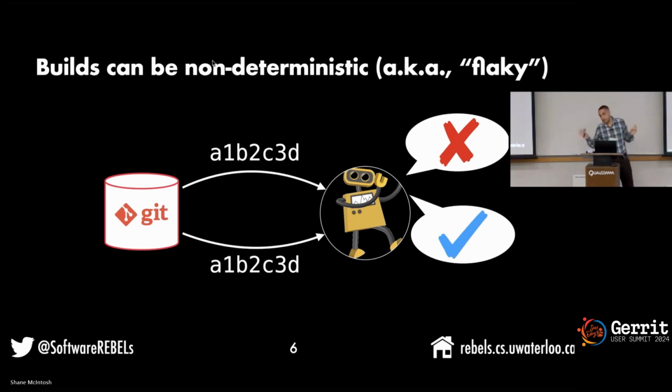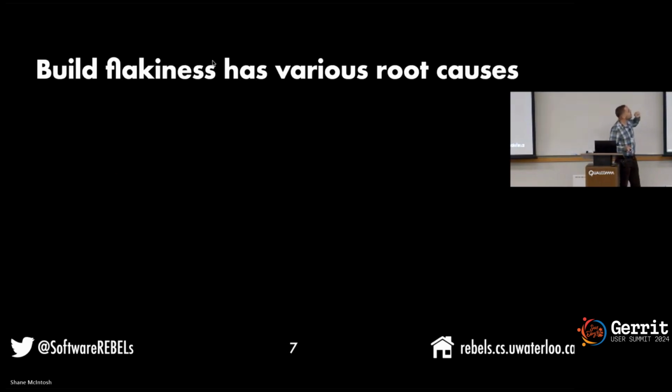And we call this in academia a non-deterministic build. You guys in industry call it flaky, right? I don't know which one is better. I'm just saying, I've noticed there are two terms for this, okay? And flakiness has various root causes, right?